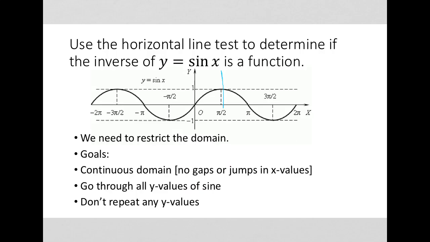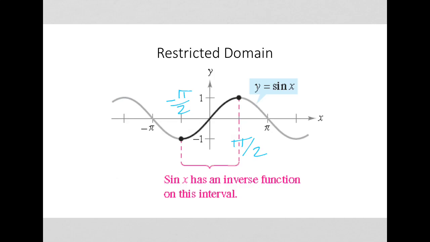I could do the same thing between pi over 2 and 3 pi over 2 like that. I don't repeat any y values, so I will pass the horizontal line test, but the problem is we want to start centered on that origin right there. And so we're defining it from -pi/2 to pi over 2. A couple implications of this that are super important.